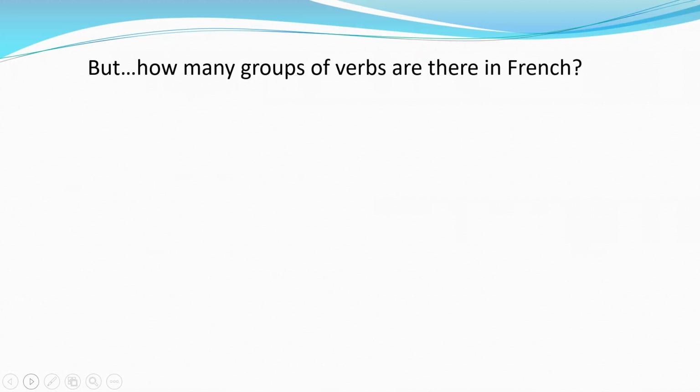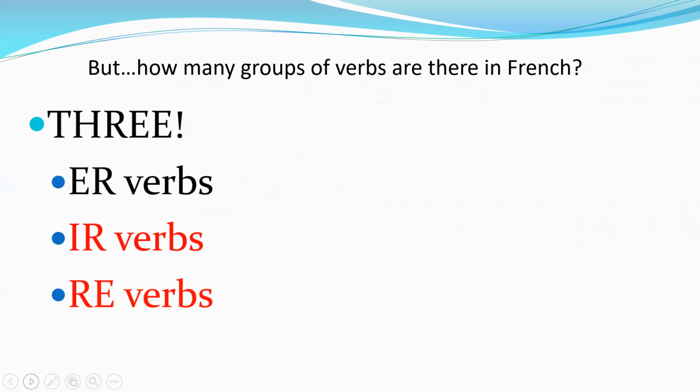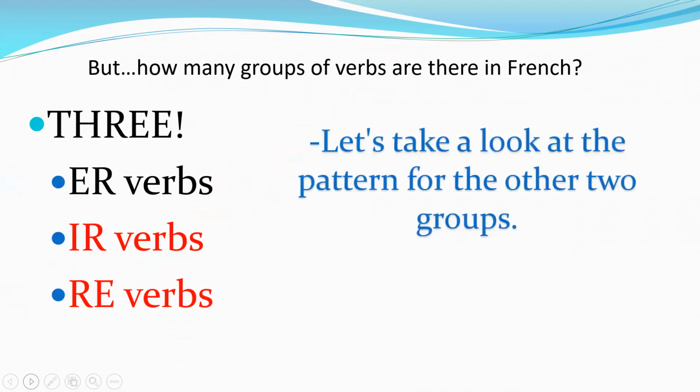Okay, so we've got that lovely ER verb pattern down, haven't we? We've done some practice. We know we can get it right. But remember, there are 3 groups of verbs: ER ending verbs, IR, and then RE. So let's take a look at the pattern for the other 2 groups.